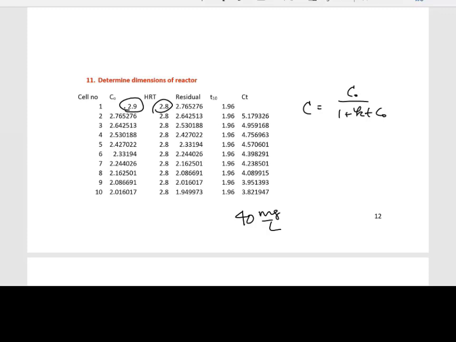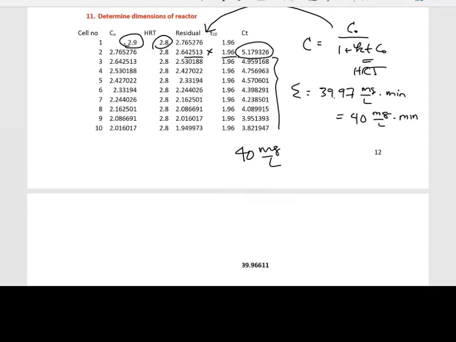So this here is what I'll use to determine the residual. And I'm going to use the hydraulic detention time. To determine CT, I'm going to multiply my residual by my T10, and that gives me this value here. I will add up all of these to ensure that the sum of the CT values is equal to the requisite CT value that we previously calculated.